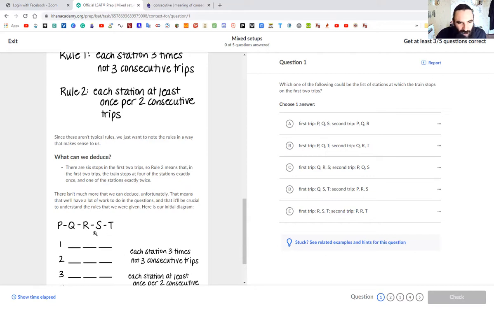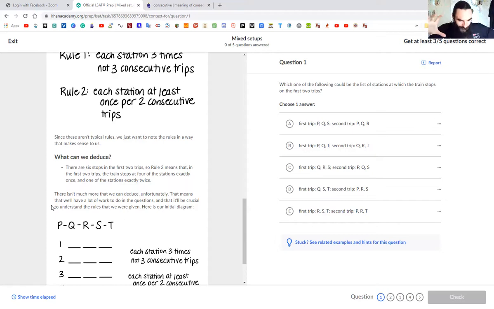Oh, okay, stations, damn it. So there are 4 stations and 6, what is it? Trips, right? Wait. I have to imagine it.